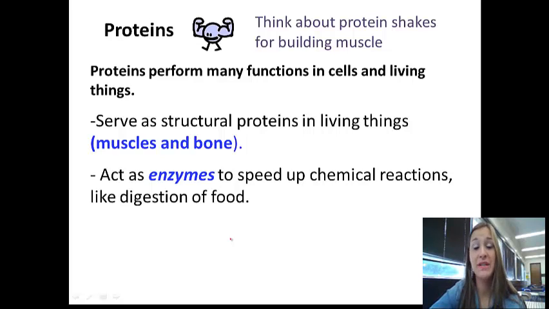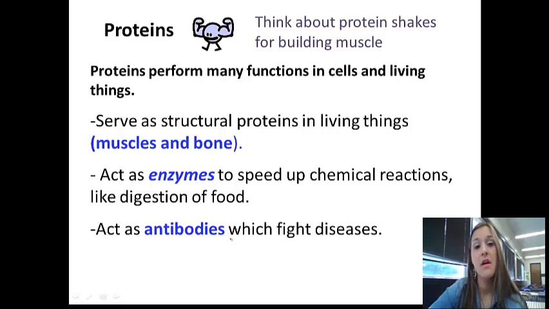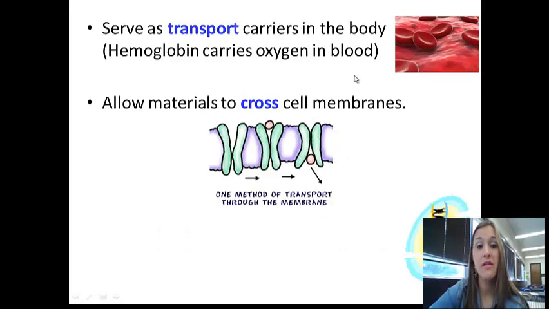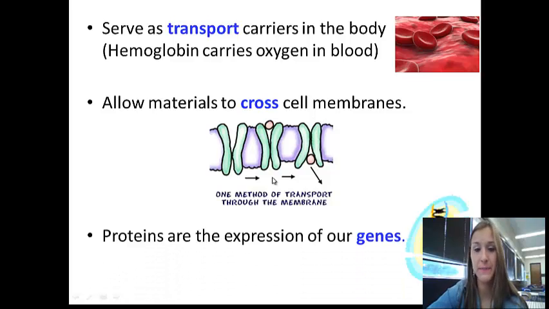But there are also proteins that do other things, such as acting as enzymes. Enzymes are things in our body that speed up chemical reactions, like helping us to digest things more quickly. Some proteins are also antibodies, which help fight diseases in our bodies. Then there's even other proteins that serve as transport carriers in the blood. For example, hemoglobin is a protein that's found in our red blood cells, these cells right here, and they carry oxygen in our blood. Other proteins, such as these, that look like this weird shape, are allowing things to cross the cell membrane. They act as little channels.